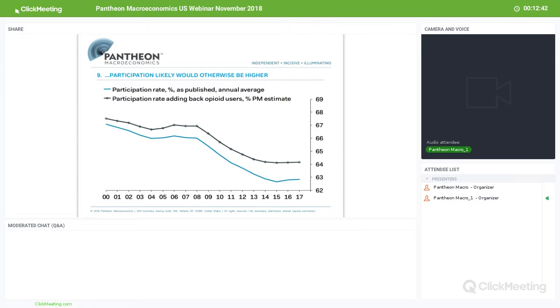So if you add back in the opioid users to the participation numbers at the headline level, it raises the participation rate by about 1.5 percentage points. Again, I would say that's an absolute minimum.